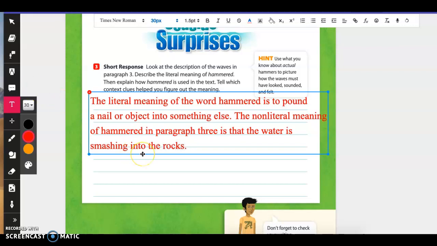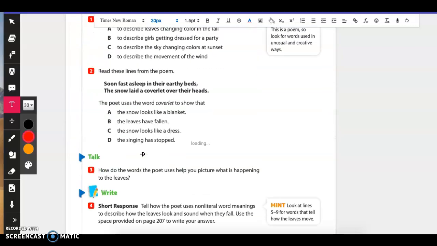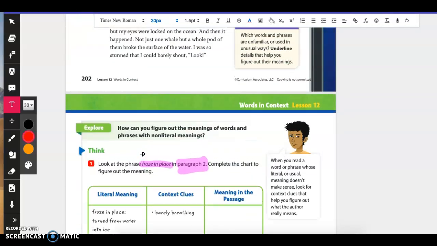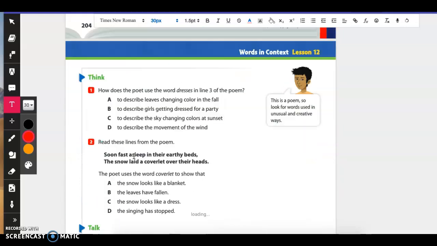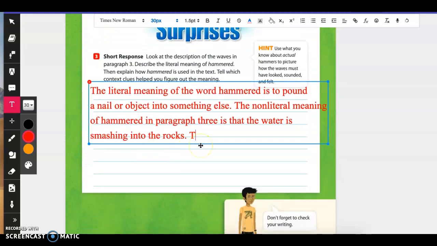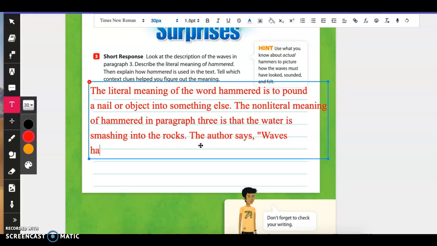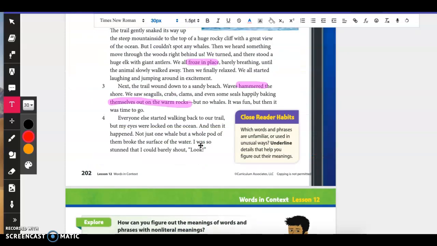Now you notice I gave, restating the question, I gave my answer, and now I'm going to give my evidence or my proof. And I'm going to do that by telling what the author says. Waves hammered the shore. The author says, and I'm going to use quotation marks to show the exact wording in the passage, waves hammered, what did it say? The shore. Waves hammered the shore. Yes.